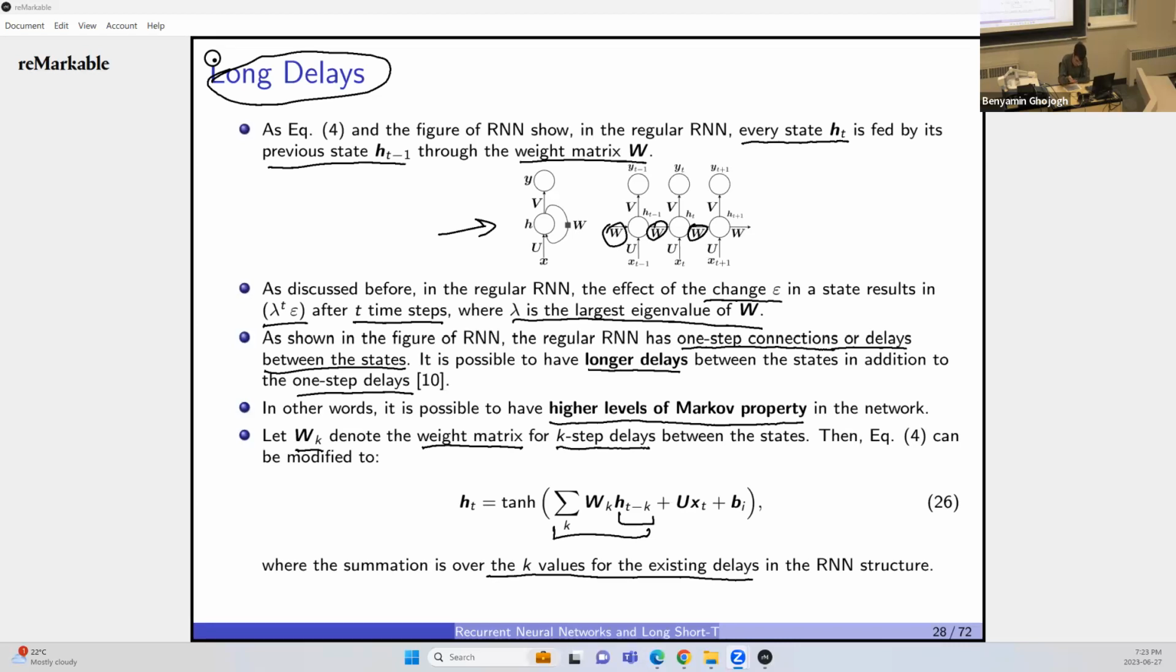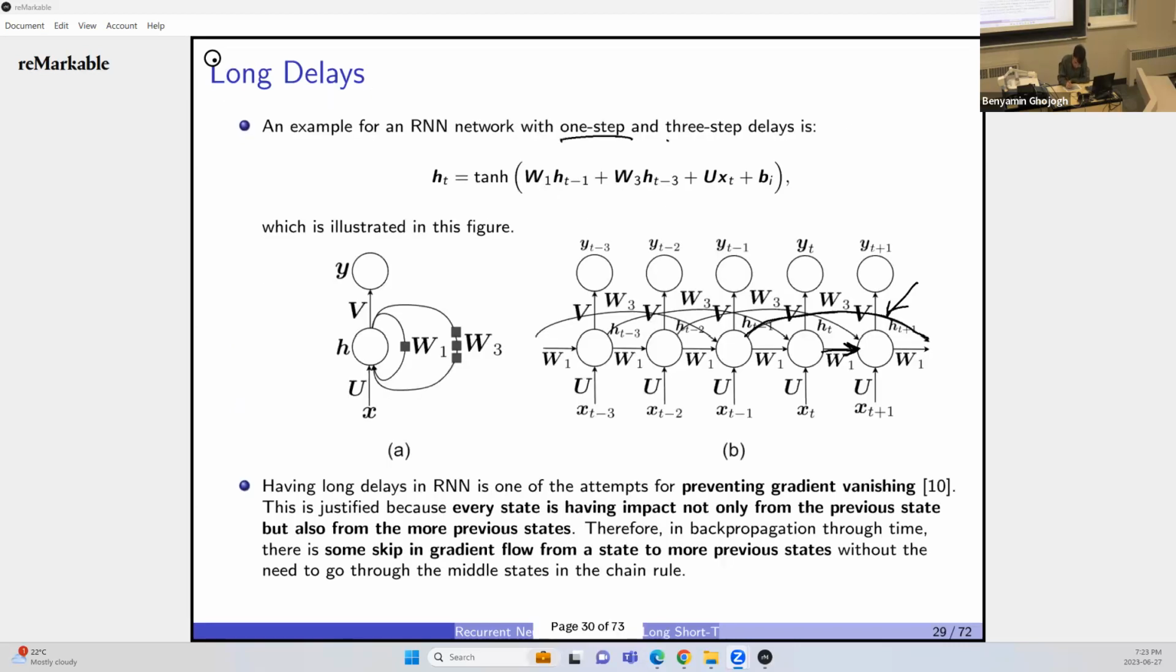An example is an RNN network with 1-step and 3-step delays, right? So we denote them by this, 1 step, and this means 3-step delay. If you unfold it, it becomes like this. You see that? Here we have W1 for 1-step delay and W3 for 3-step delays, right? And this is shared between the states. Do you remember? We also talked about it. The weights are shared in order not to have overfitting.